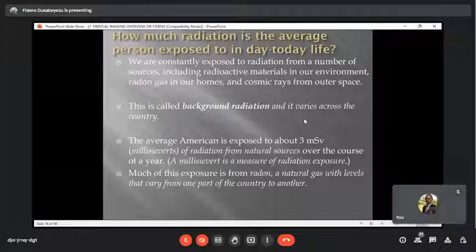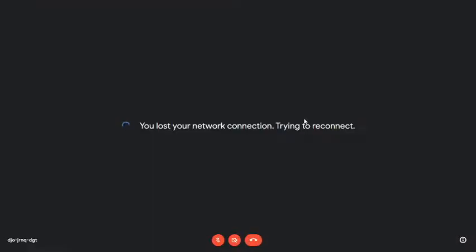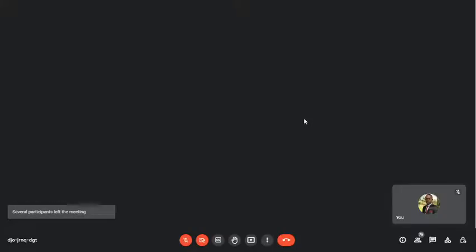But much of the exposure is from radon, a natural gas, which varies from one place to another. The atmosphere blocks cosmic rays, so being at high altitude, as I stated, increases a person's exposure to cosmic radiation. For example, some people live in the higher parts, at high altitude, and they get more radiation exposure than someone who is not.